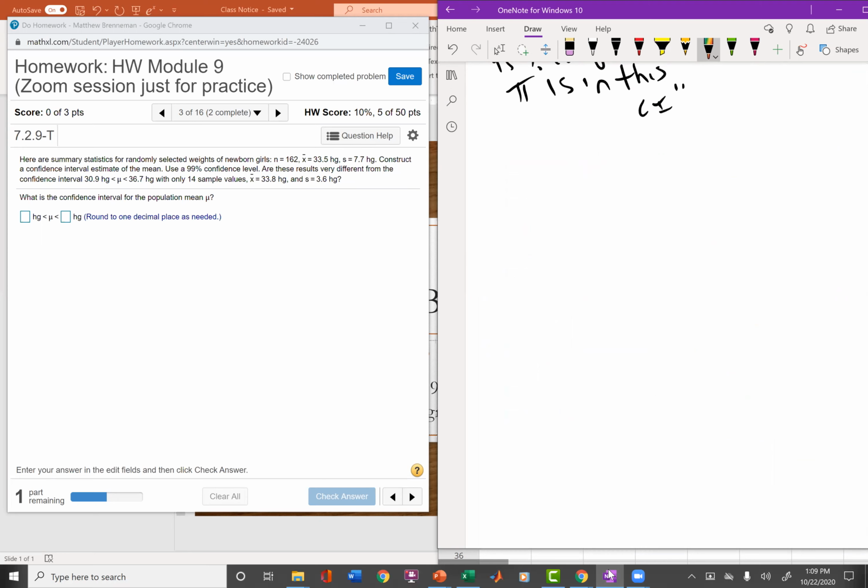I'm going to read over this problem. Am I working with a mean or a proportion? Well, I see the word mean, right? Mean of what? Well, weights, right? What is my population? Newborn girls. So now I understand what mu is actually, right? Mu is the average weight of all newborn girls.